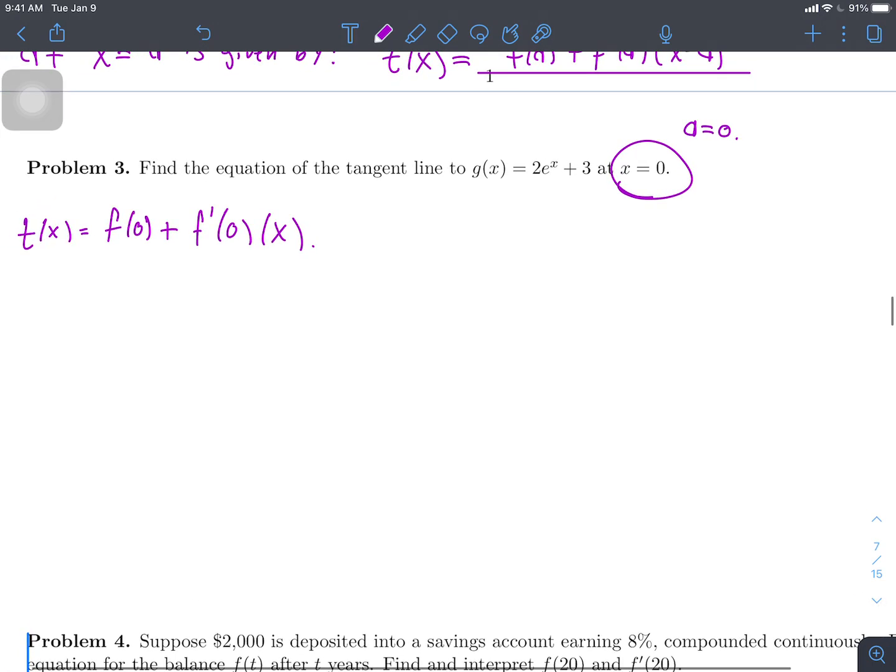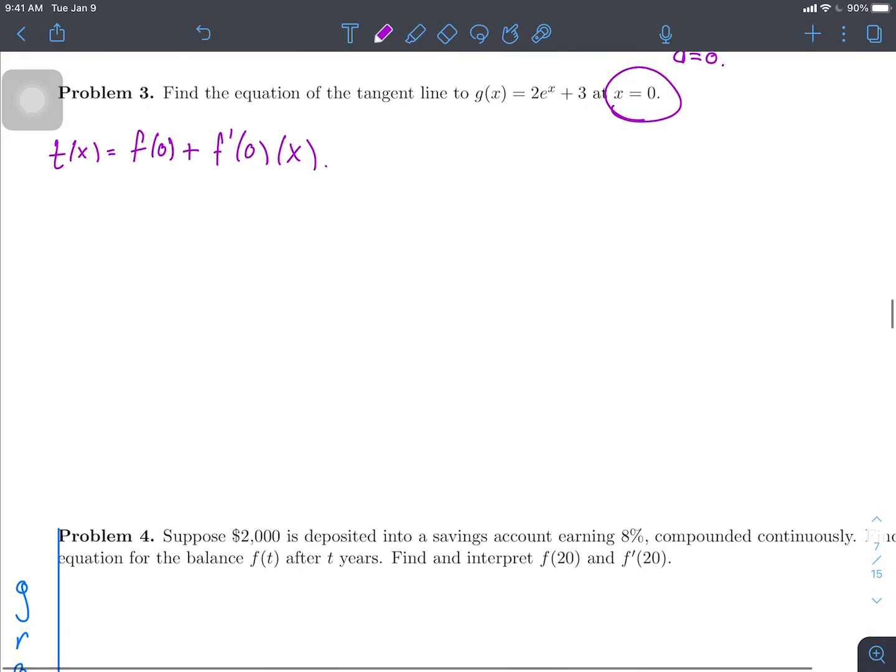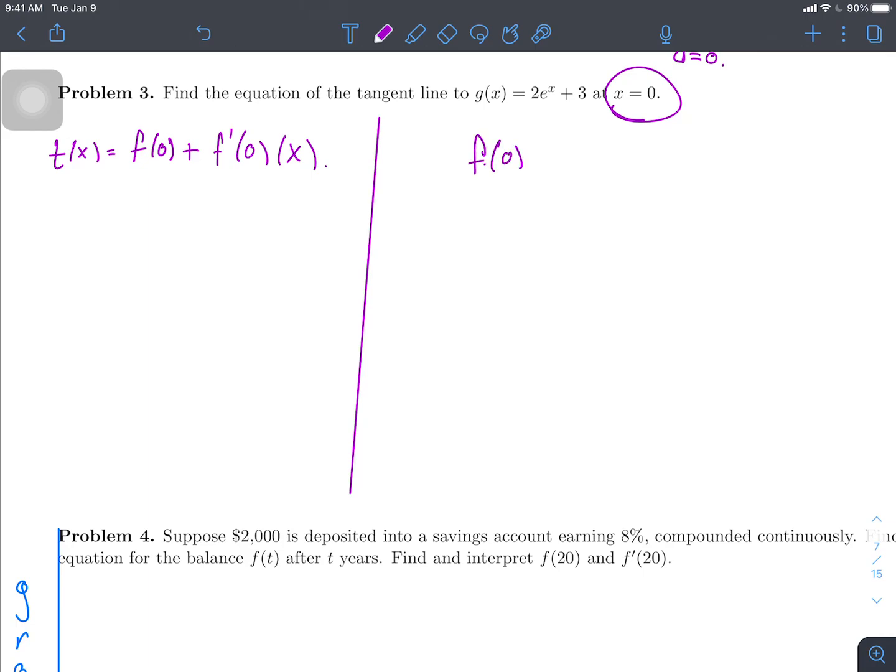Okay, so now what do I need to do in order to complete this problem? Yeah, I could do f of a just to get it over with. That's the idea here, is I need to make sure I find out what is f of 0 and what is f prime of 0. Then I'll be done, right? So let's start with f of 0. Well, f of 0 is easy enough to compute. All I do is I plug in 0 where I see an x. So 2e to the 0 plus 3, what do I get? What's e to the 0? 1. So 2 times 1 plus 3? 5.